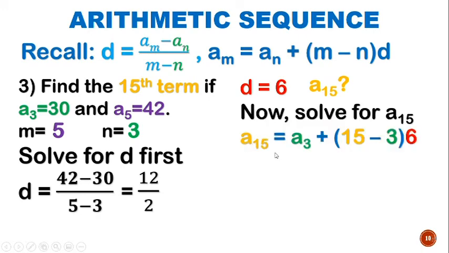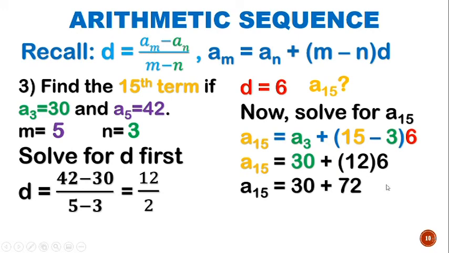So, you will have A sub 15 equals A sub 3 plus quantity 15 minus 3 times 6. Let's substitute what we can. We have a value for A sub 3, which is 30. Okay, 15 minus 3 is 12. Multiply to 6, that is 72 plus 30, that's 102. A sub 15 is 102. Now, what we used to solve for A sub 15 here is A sub 3. Can we also use A sub 5?